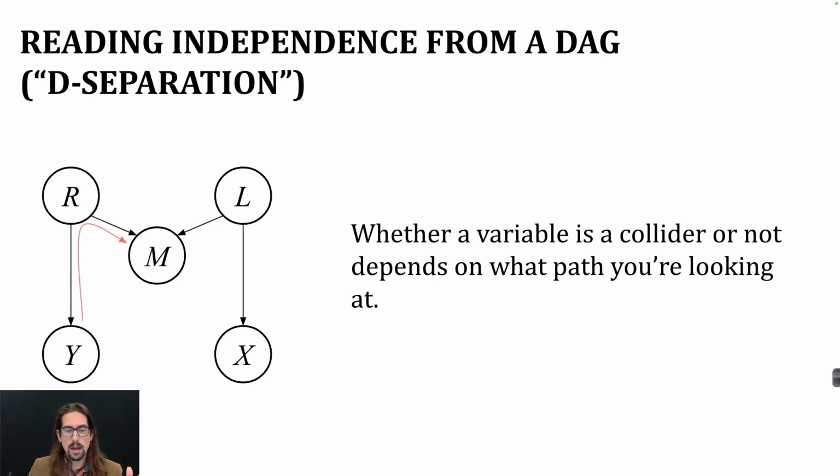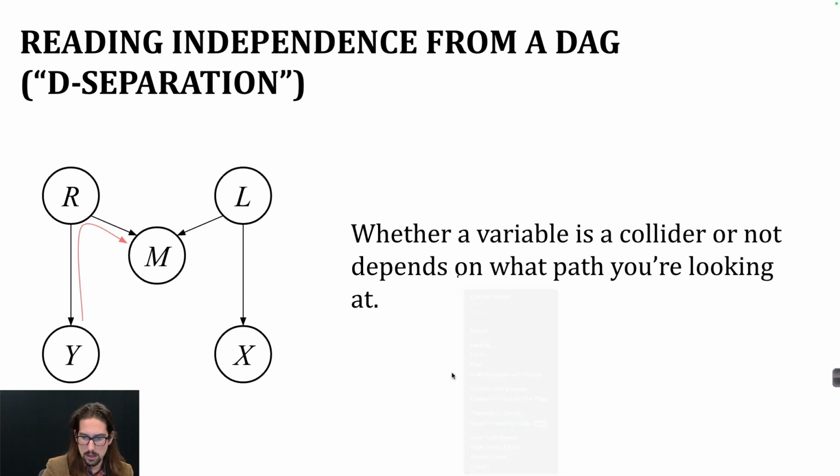Something to know about colliders is that whether or not a variable is a collider depends on the path that you're looking at. For example, let's just think about m and y. If we're talking about a path from y to m, m is not a collider here because, one, it's not between m and y, it's at the end. But two, the path is not going out of this arrow. So it depends on what path you're looking at.